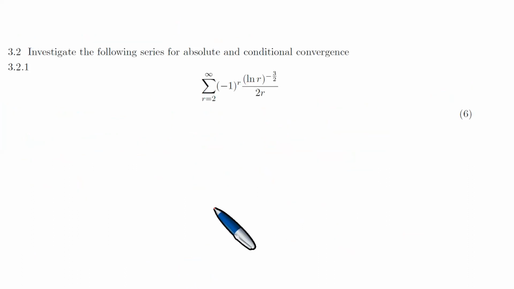Okay, the next question. There are a couple of investigations you need to do. At this point, how do we investigate the following series for absolute and conditional convergence? Right, we get started. Now this one here uses something very interesting.